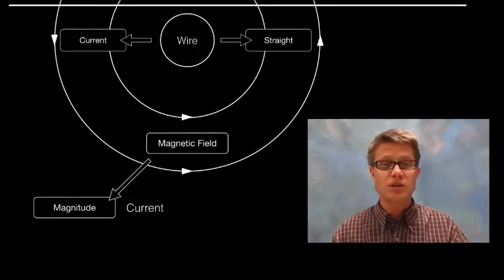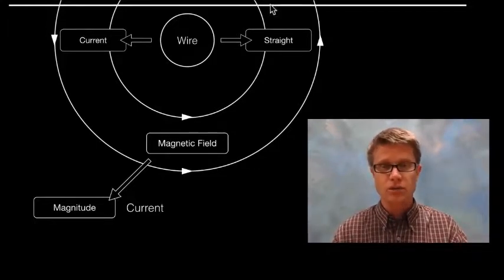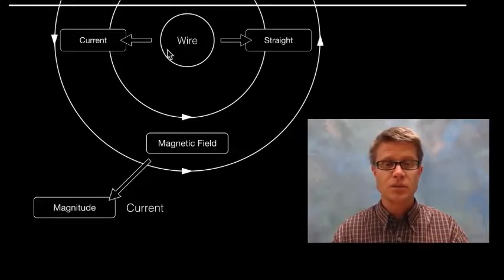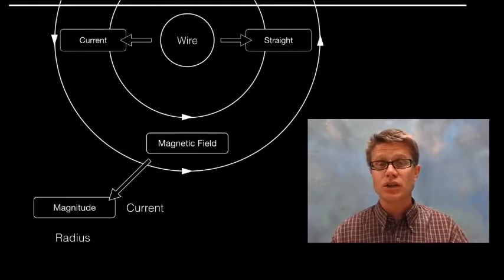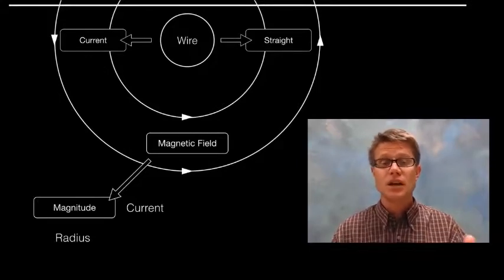And then we have the radius, or the distance from the wire. Again, this wire is in cross section, and so this would be the radius, or the distance away from that wire. And there's an inverse relationship there. The greater the radius is, the smaller that magnetic field is going to be.